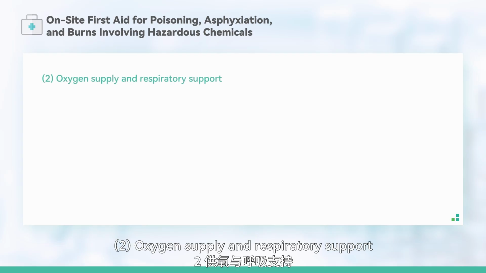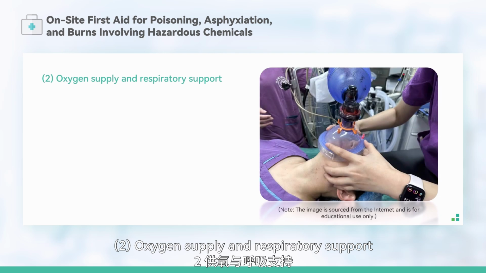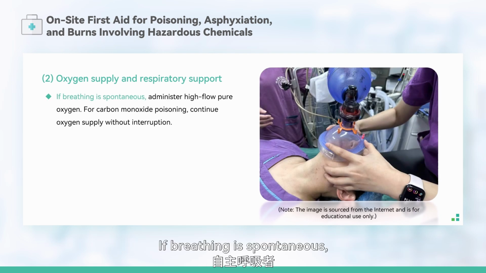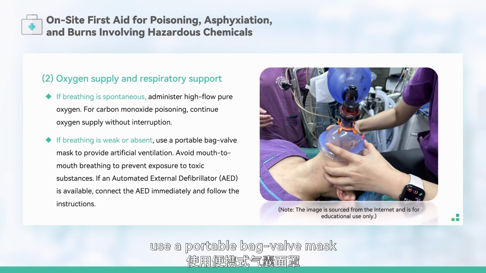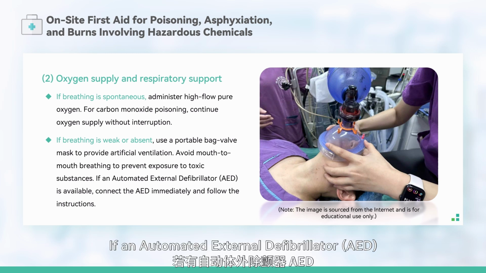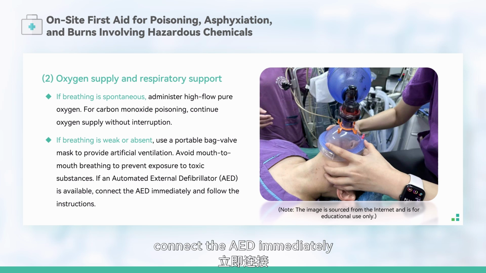2. Oxygen supply and respiratory support. If breathing is spontaneous, administer high-flow pure oxygen. For carbon monoxide poisoning, continue oxygen supply without interruption. If breathing is weak or absent, use a portable bag valve mask to provide artificial ventilation. Avoid mouth-to-mouth breathing to prevent exposure to toxic substances. If an automated external defibrillator (AED) is available, connect the AED immediately and follow the instructions.